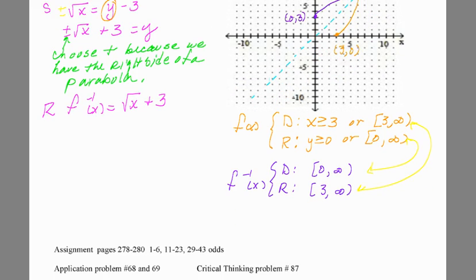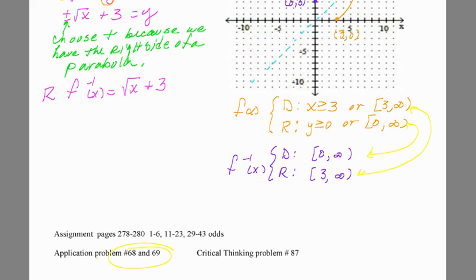Don't forget to do the exercises in the book, the application and the critical thinking ones. All these here at the top are in Course Compass, but these types usually are not.